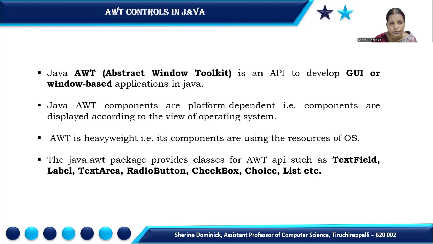In order to use the components of AWT, first of all, we have to import a package known as java.awt. By importing the java.awt package, we get the classes that are available inside the AWT package so that we can add these components to our program. If we are going to use a text field or a label or a text area, radio button or checkbox, any of these things, we first include the java.awt package in our program.